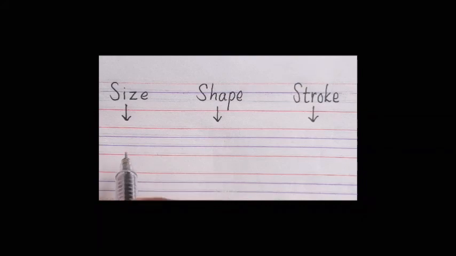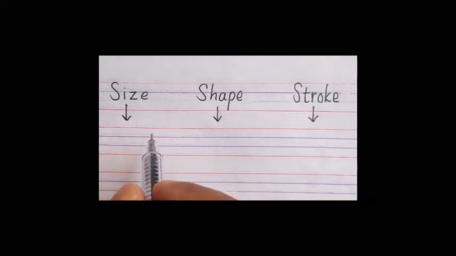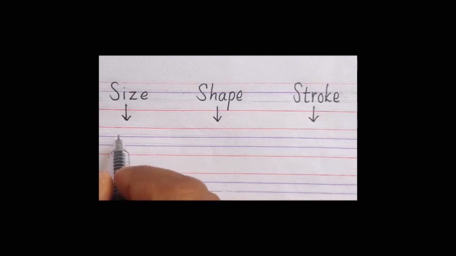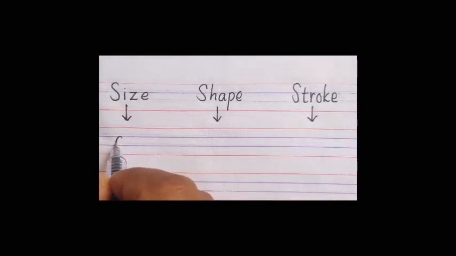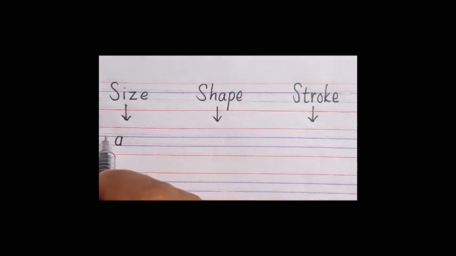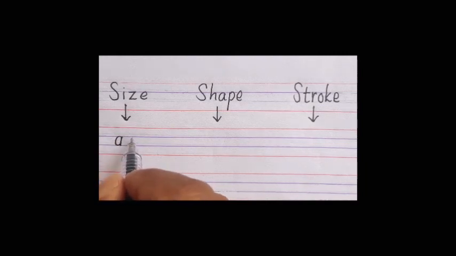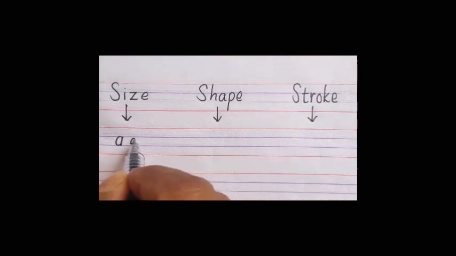Now I am gonna teach you size, shape and stroke of the letters. This is also called 3S principle. Let's write here A. Now A is written just between this headline and baseline. You cannot write out of this headline and baseline, or you cannot write like this also. If you write like this, it is wrong and this is correct.